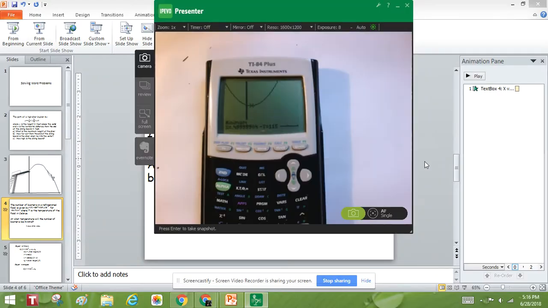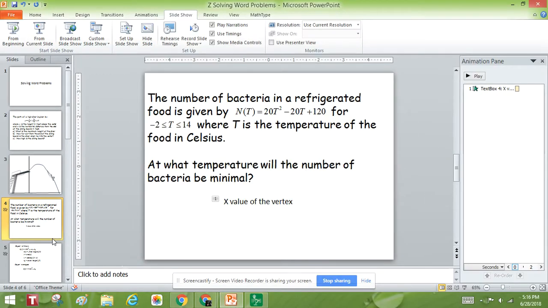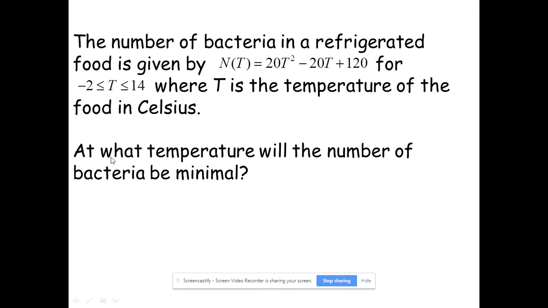The question asked me, at what temperature will the number of bacteria be minimal? So my temperature is actually on my x-axis. So my answer would be 0.5 degrees Celsius.